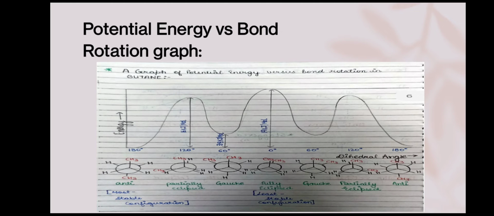The next one is the gauche conformation, in which the angle between the two CH3 groups is 60 degrees, and the energy barrier is 3.8 kilojoules per mole, and that's why it is somewhere in between the two previous structures. So these were the three scenarios. Next is the fully eclipsed conformation of butane, and this one is the least stable of them all. The energy barrier is 19 kilojoules per mole, which is the highest, and that's why this structure is less stable.